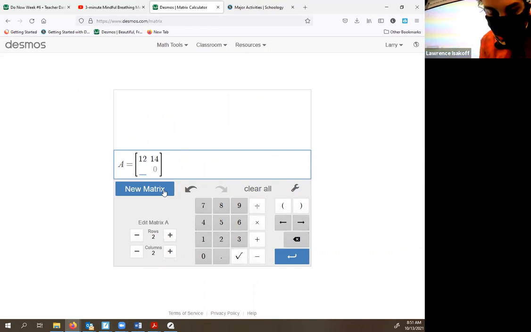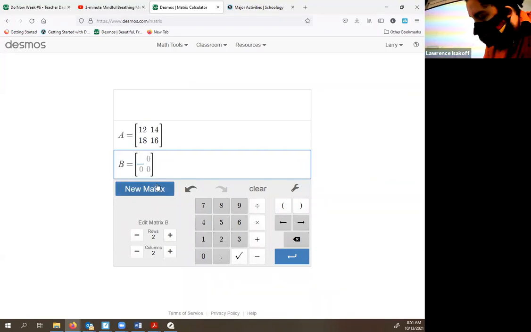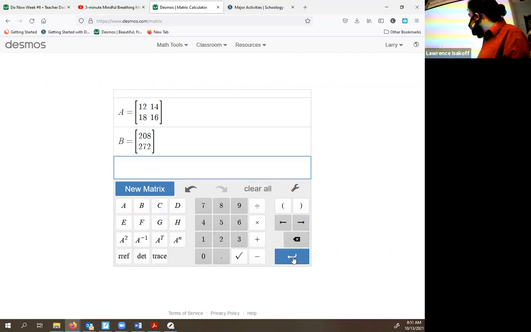Come on. Thank you. 18 and 16. Then I get my new matrix. Ooh, that's one too many columns, so I reduce that to one column. 208, thank you, and 272, right? Perfect. So now we're going to hit enter.